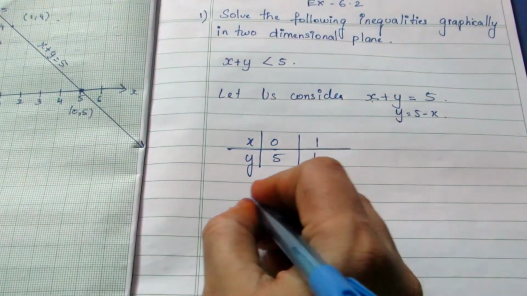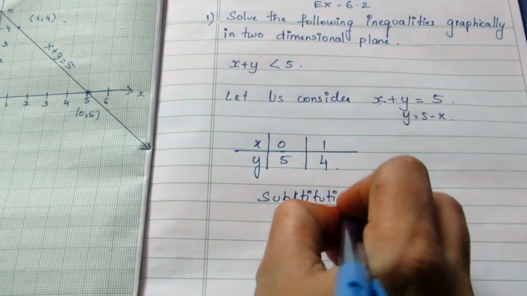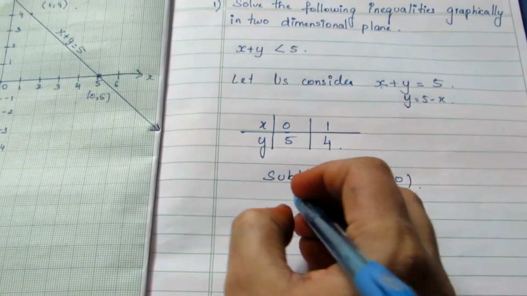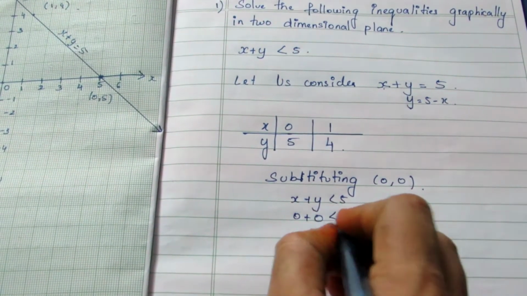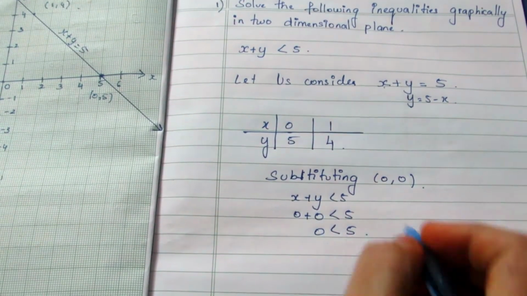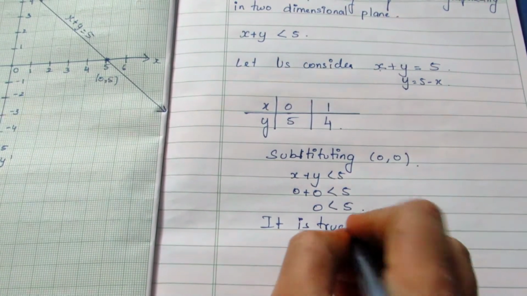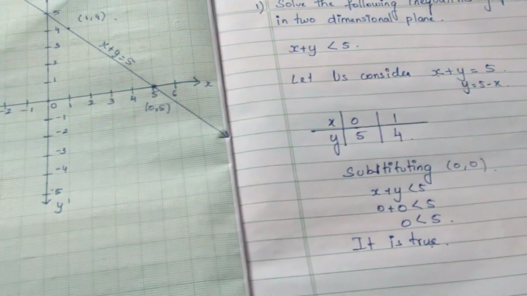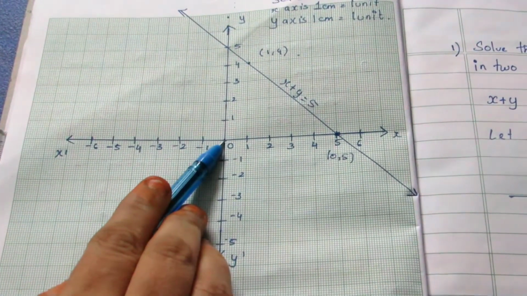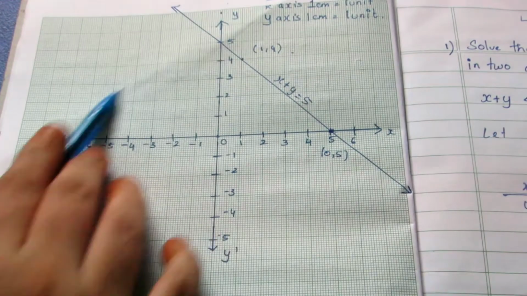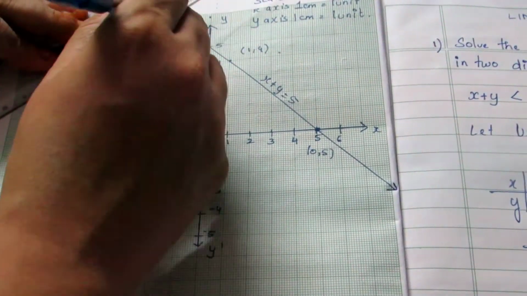Now you see, substituting (0, 0) in x plus y less than 5, we get 0 plus 0 is less than 5. So 0 is less than 5. According to this, it is true, because we know that 0 is less than 5. So if this is true, the point we have taken satisfies it. So your shading should be towards (0, 0).